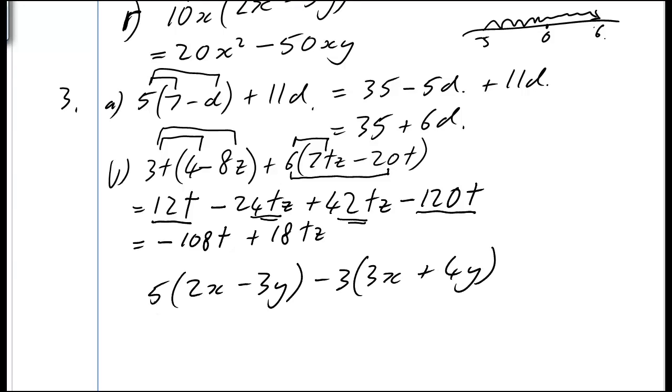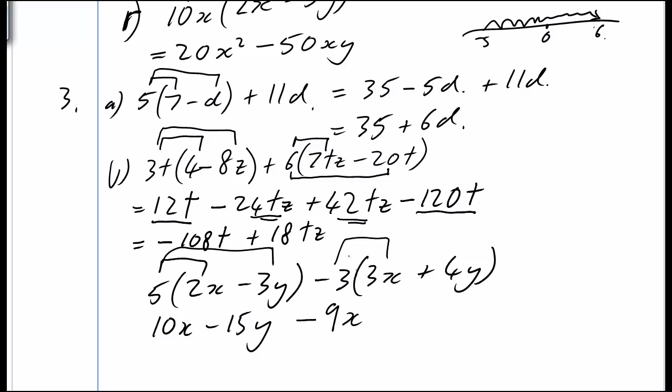All right, let's do this one. 5 times 2x is 10x. 5 times negative 3y is negative 15y. Now, that times that. We've got negative 3 times 3x is negative 9x. We've got that one times that one. Negative 3 times 4y is negative 12y.